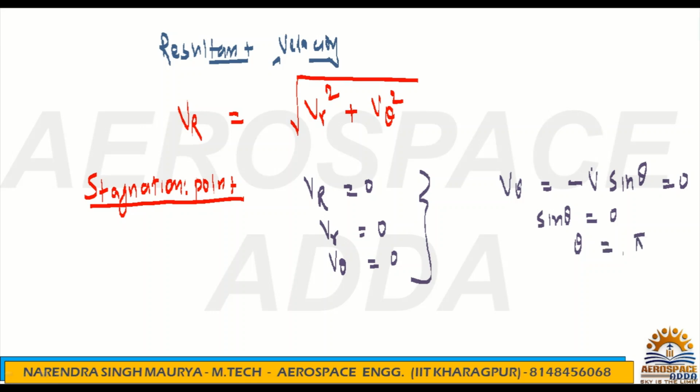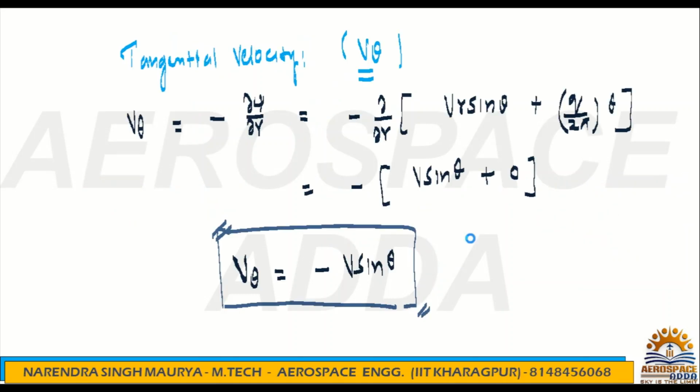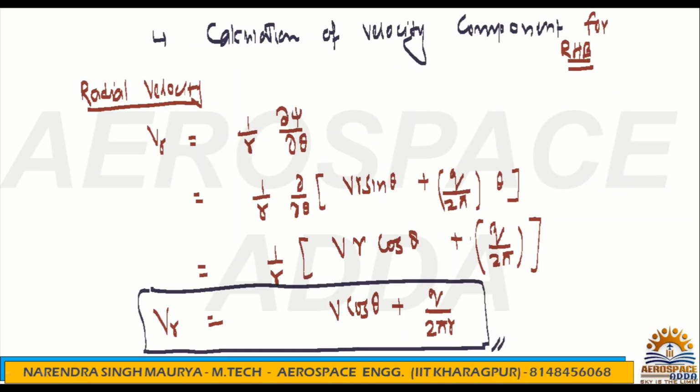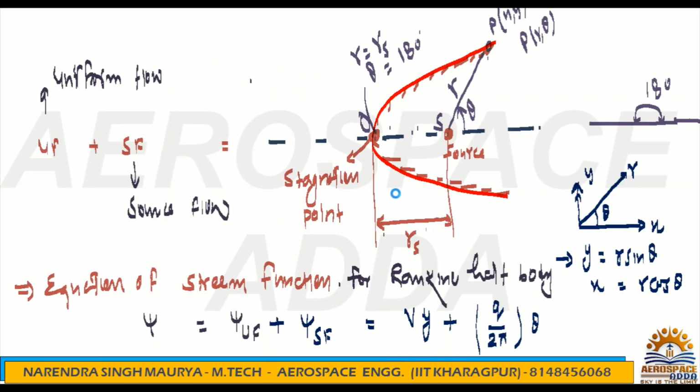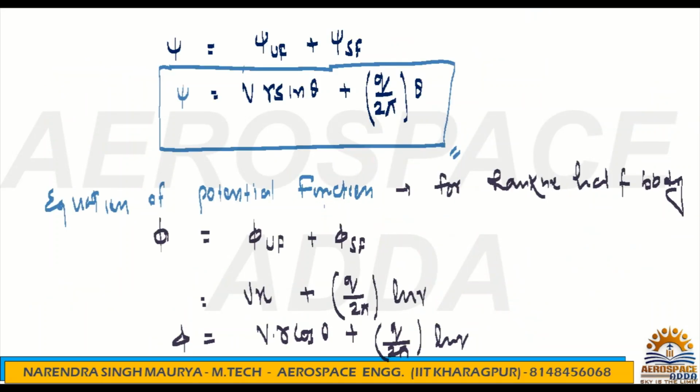Maybe zero, maybe pi. So zero is not possible, because you are measuring theta from this point. If theta becomes zero, then what is the point? Nothing. But if theta becomes 180, you have reached this point, just opposite to this. That will be 180 degrees. So it is very clear, at the stagnation point, the theta value will be 180 degrees.